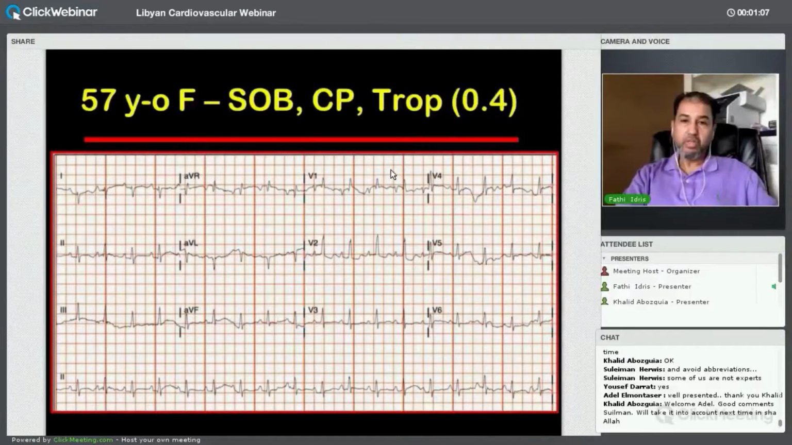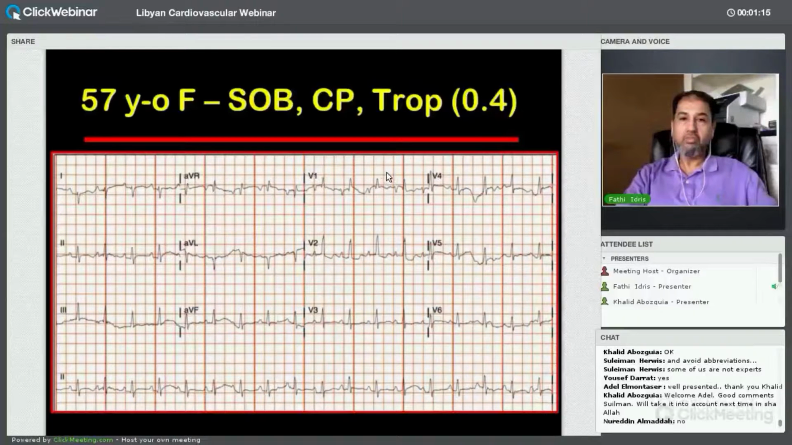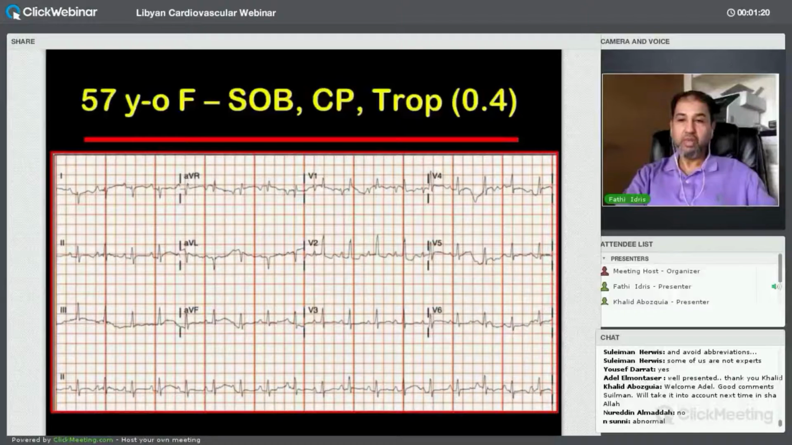The thing we need to focus on now is lead V1. Does lead V1 look normal or abnormal? Just type in normal or abnormal. So lead V1 looks abnormal. And the question in this case is based on this.